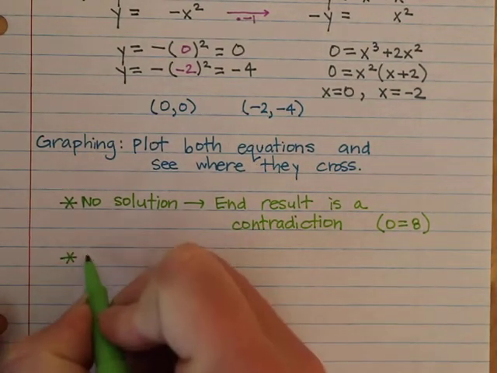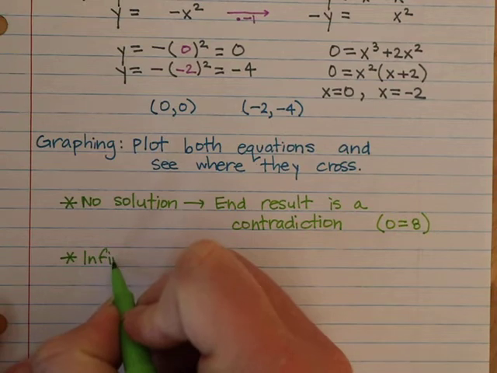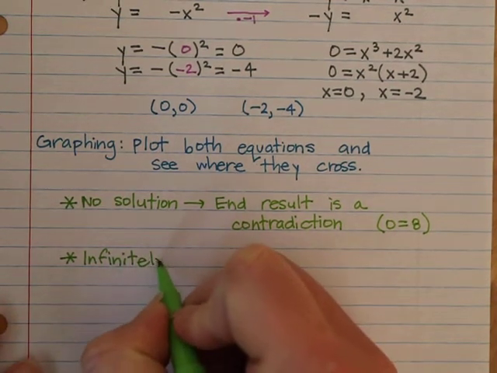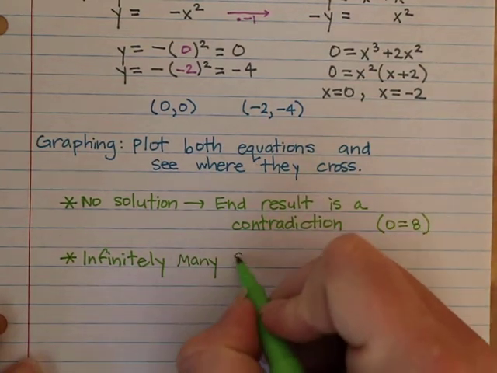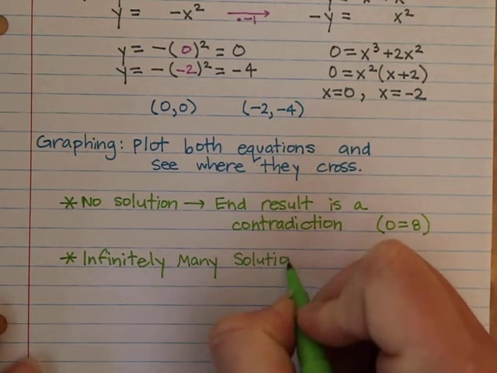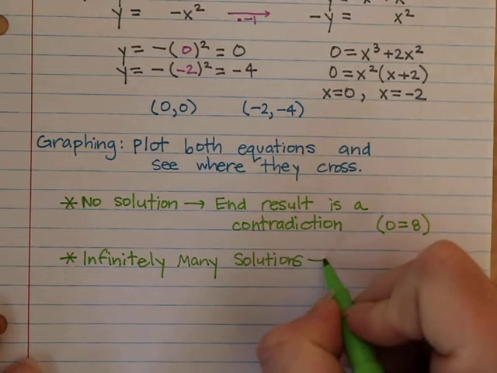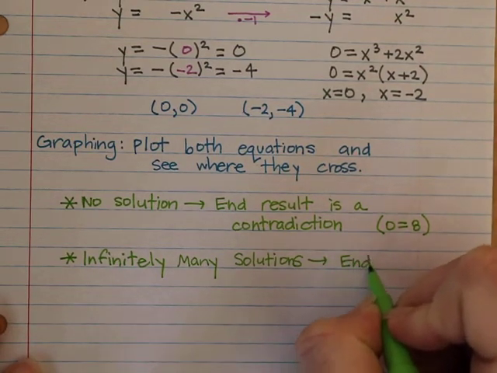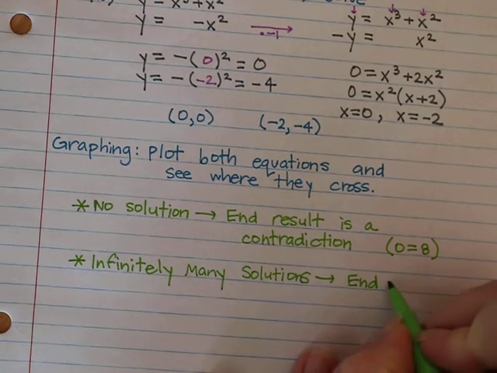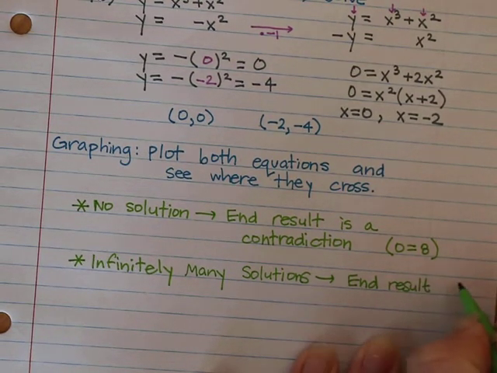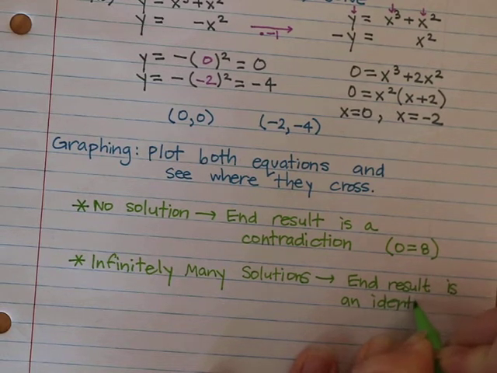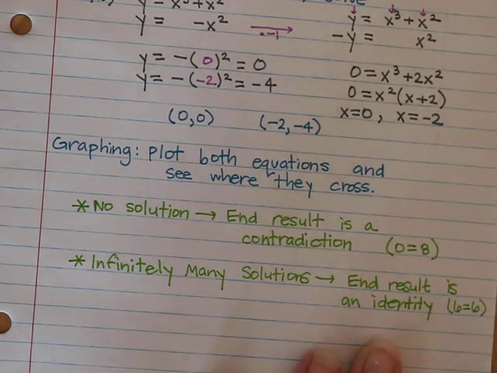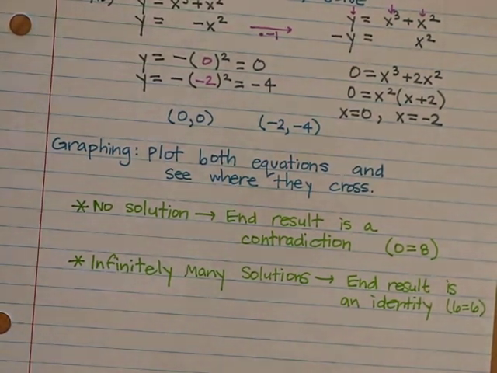On the flip side, we can have infinitely many solutions. That just means your two graphs are exactly the same. They cross infinitely many times because they basically just live right on top of each other. In terms of solving with substitution or elimination, that just means the end result is an identity. The two numbers are exactly the same on each side of the equal sign.